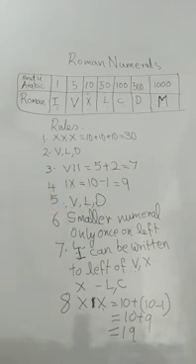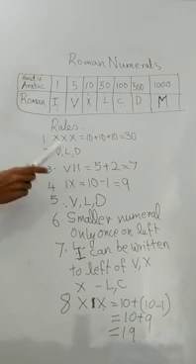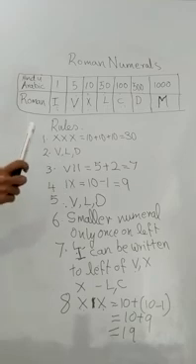The sixth one is, smaller numerals can be written only once on the left. That is, here the smaller numeral 1 is written on the left, but you cannot write one more. That is, you cannot write 2 ones on the left. Only one smaller numeral can be written.